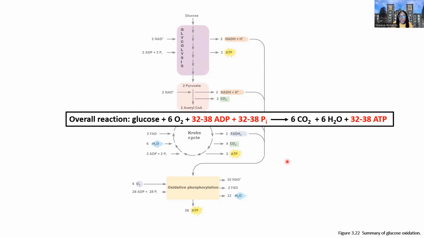All right. So here's the overall reaction. We had 1 molecule of glucose to start. We inserted oxygen. Again, this is an oxidative process, especially the very last stage. And then we phosphorylate 32 to 38 ADP, and we generate 32 to 38 ATP, okay?